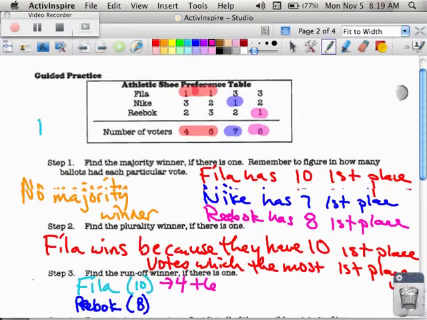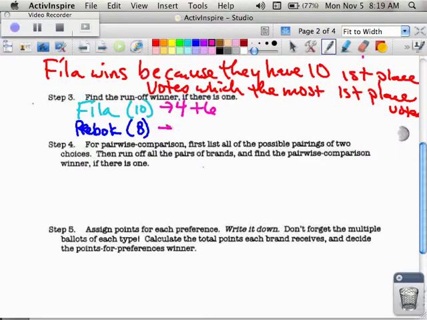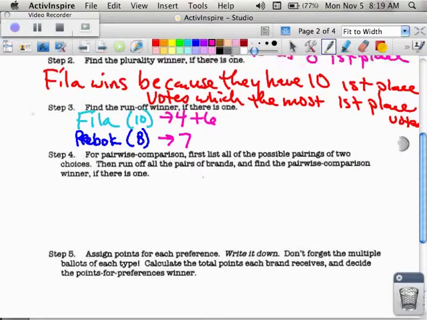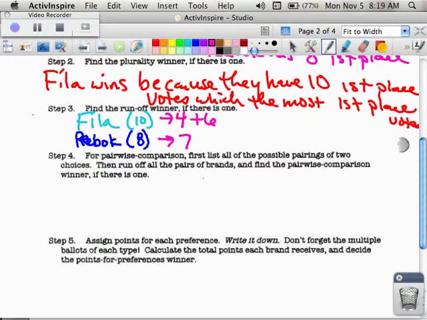Then I go to the third group of people that are voting. And who wins, Fila or Reebok? Reebok. How many people said that? 7. So down below, I write down that 7 people chose Reebok over Fila. And then I go to the last group of voting preferences, and I look at Reebok and Fila, and who wins there? Reebok. How many people said that? 8. So I go down below, and I write down 8. So I look at the total for Fila, there were 10. I look at the total for Reebok, there were 15, and that tells me Reebok wins.